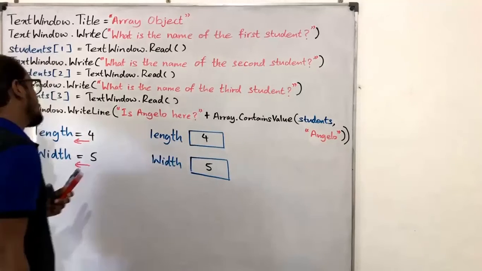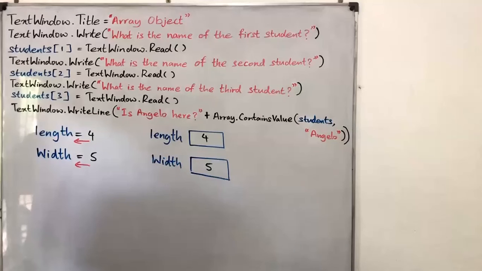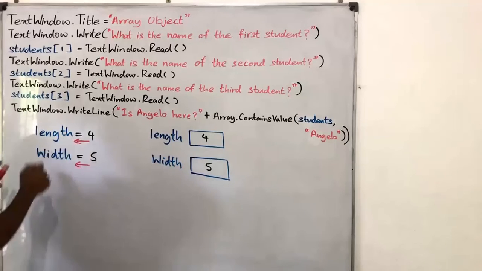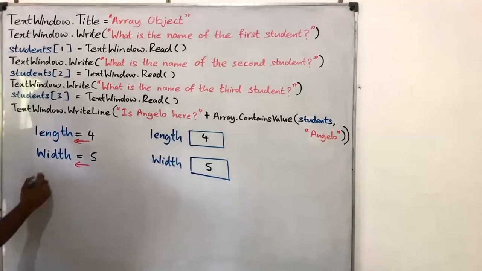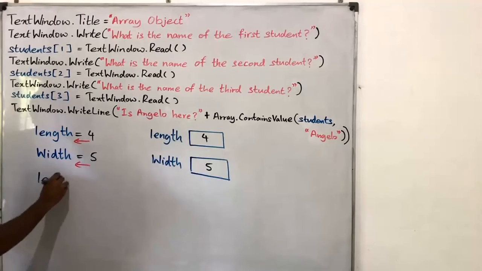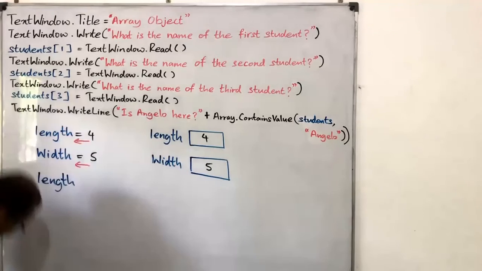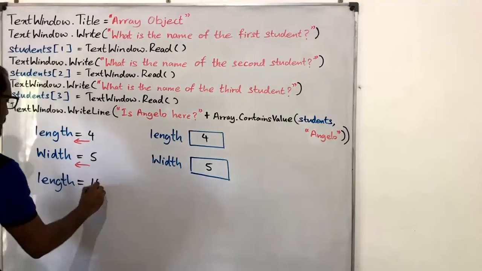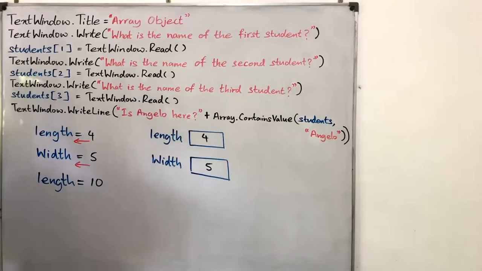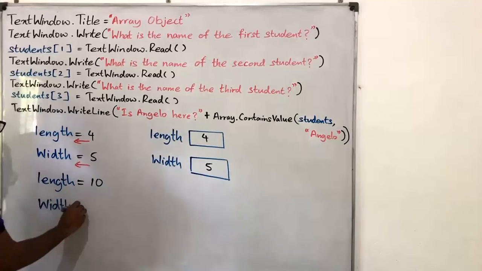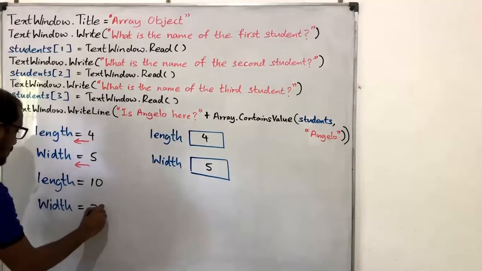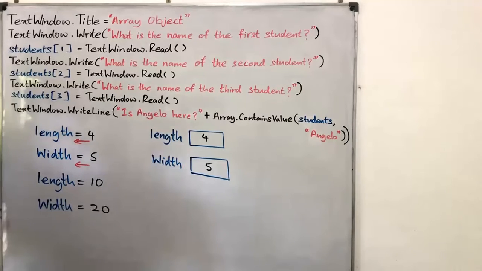That's the thing. So if we want to change the value of the variable length, you may write like this: length equal, now we want to change this to 10. And if you want to change the value of width, you may write like this: 20.